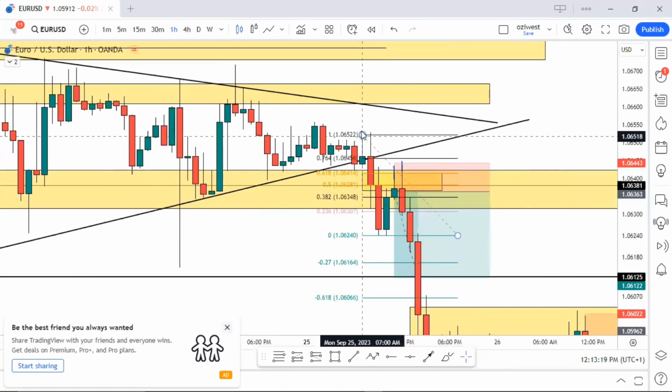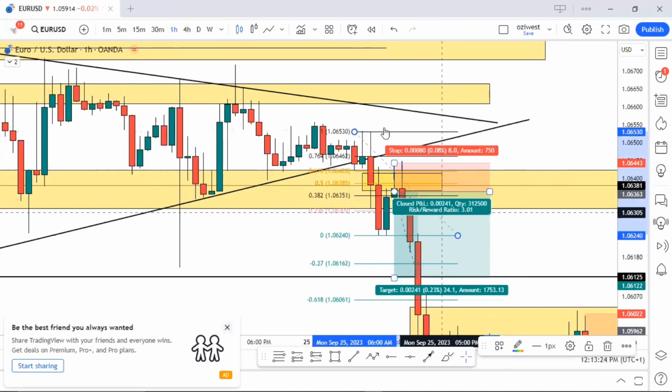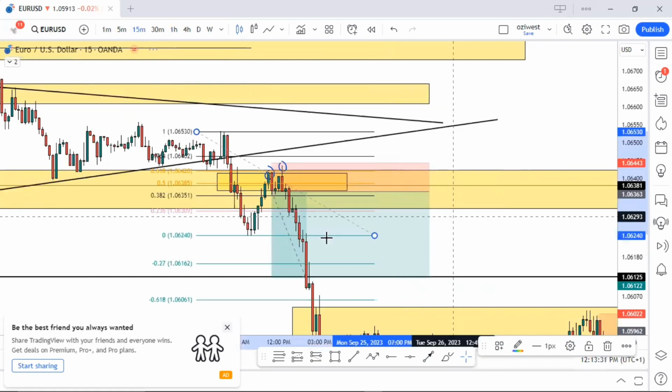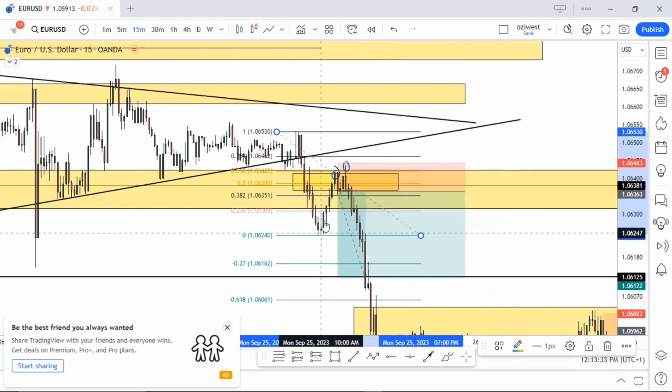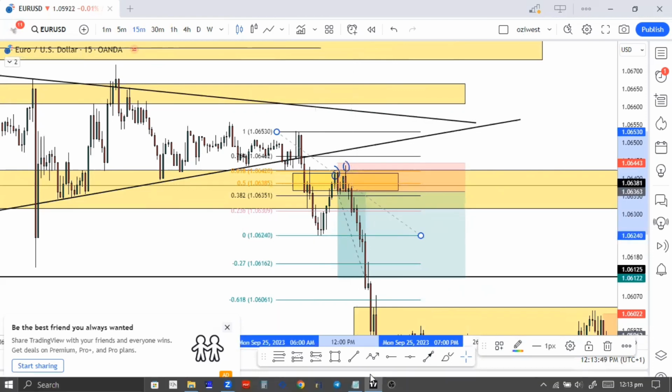So I drew my Fibonacci from the swing high to the swing low. Once I saw that price has started pushing upwards, we had that exhaustion right there. So I drew my Fibonacci, waiting for price to get into that golden zone. I think I even sent it out.